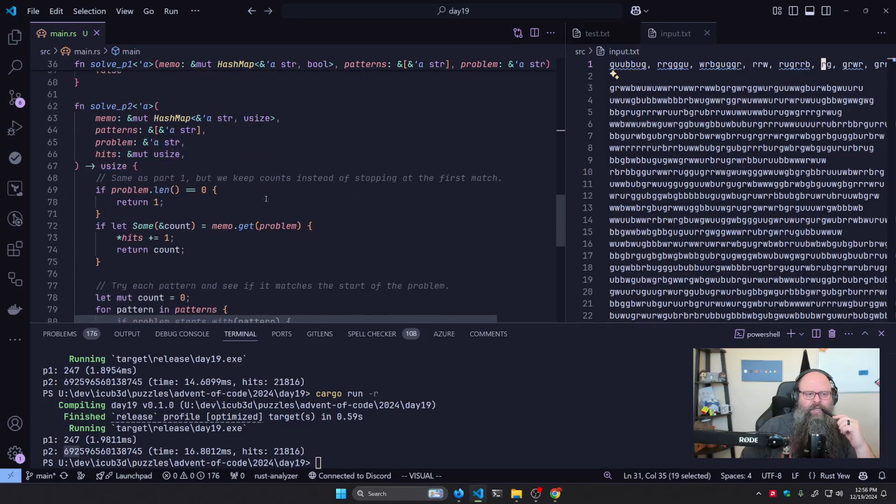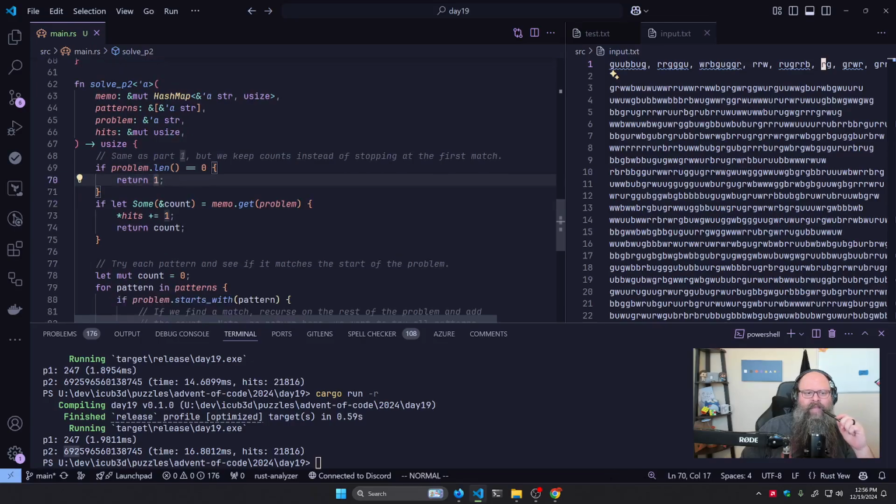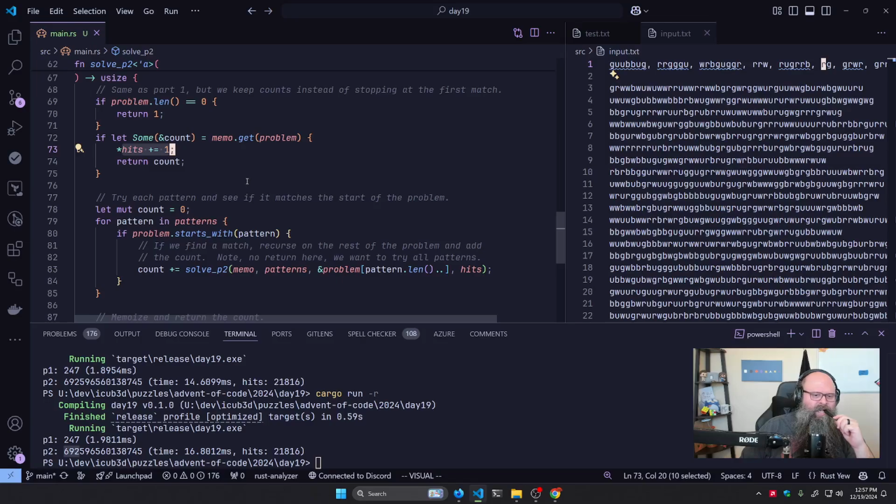So here's part two. It actually doesn't look a lot different. I still have my base cases. In the case where I reach the end, I can return a 1, meaning I found one solution. And then here's my memo, where I'm counting my hits. If I ever find one, I add a hit to it.